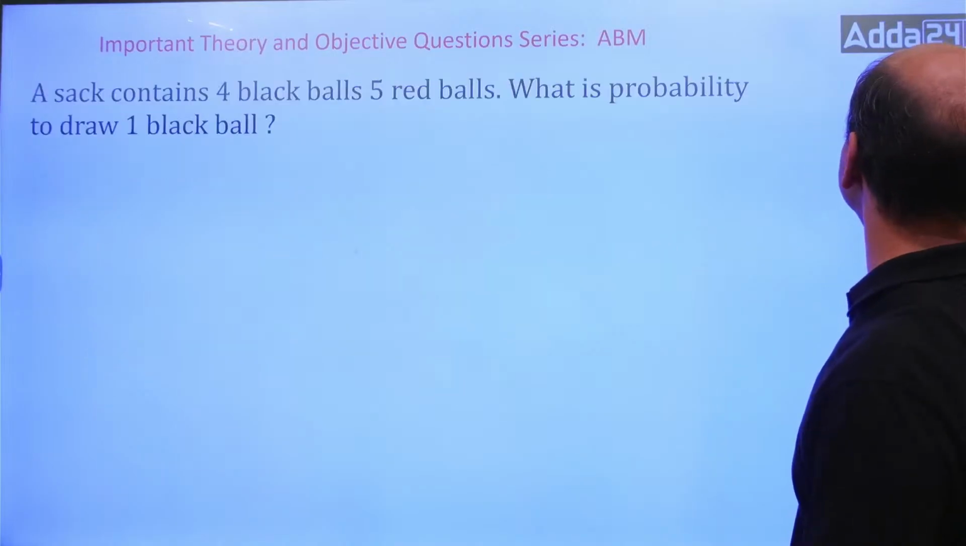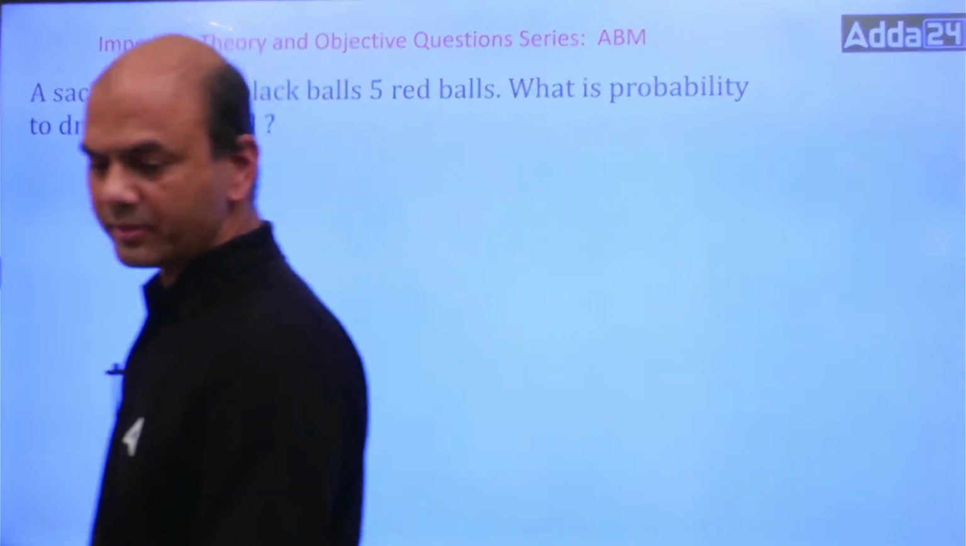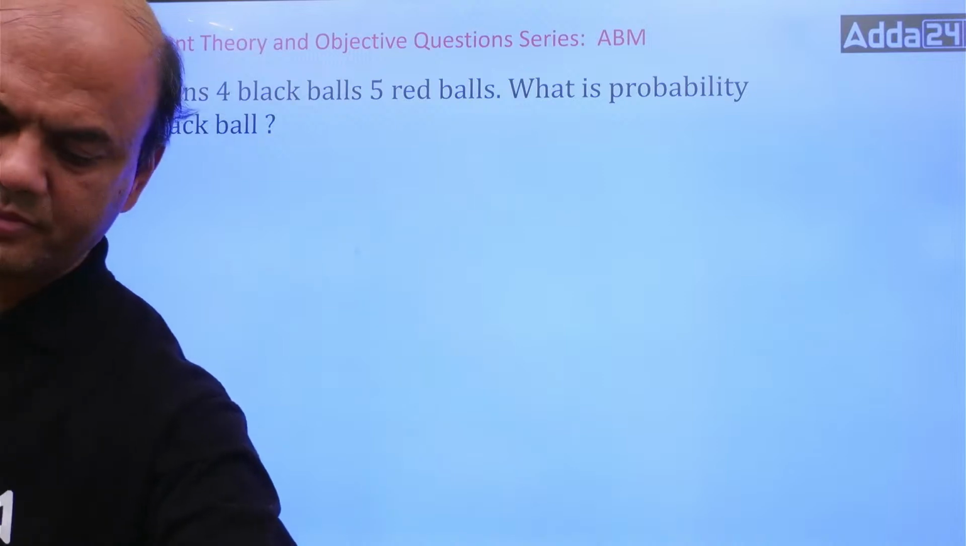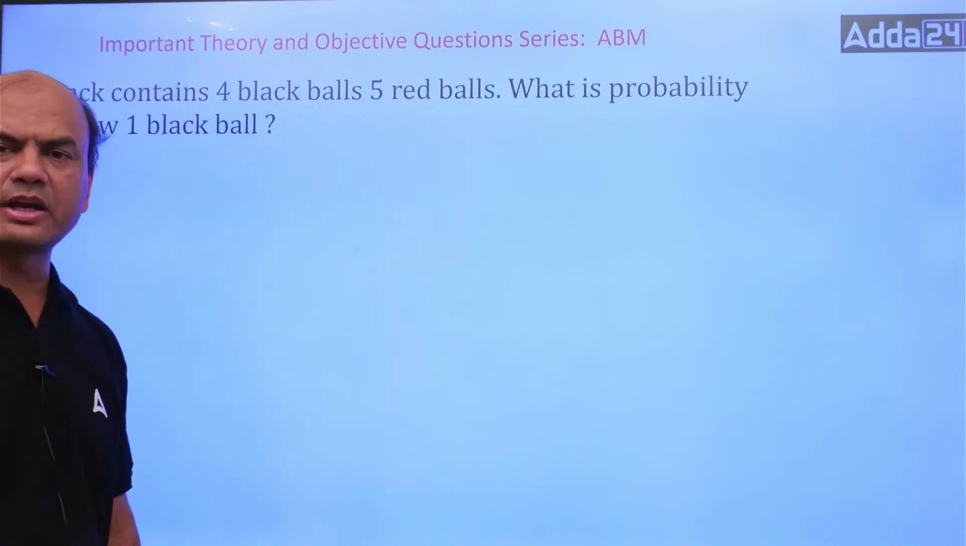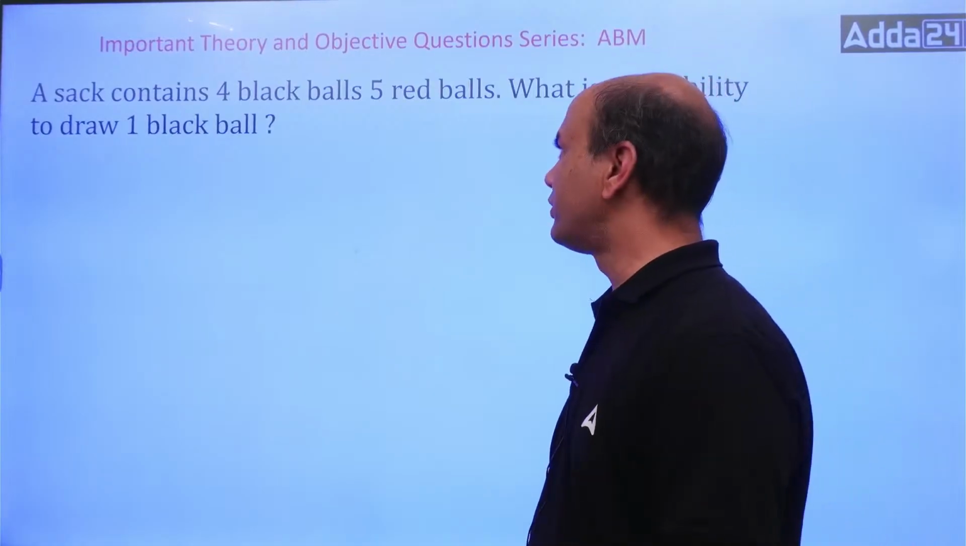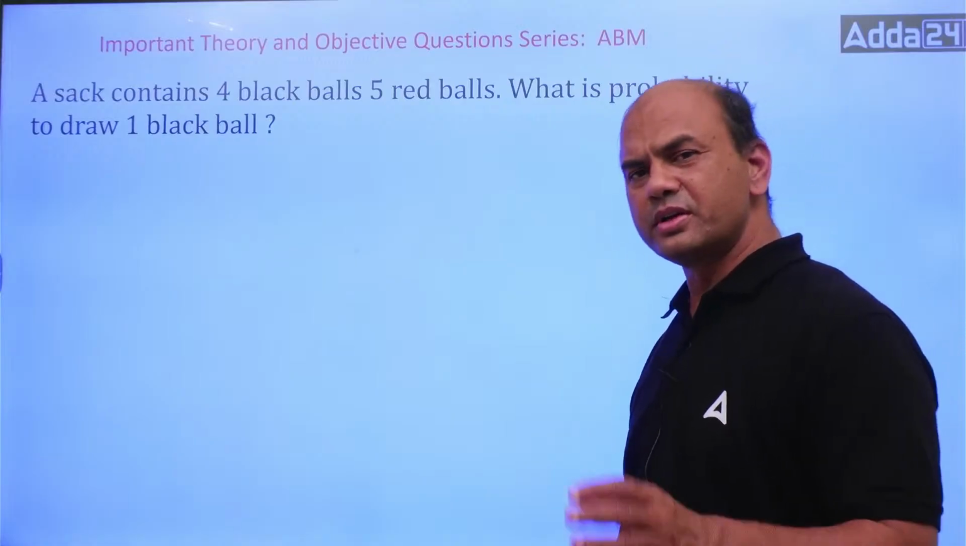Next, a sack contains 4 black balls and 5 red balls. What is the probability to draw 1 black ball? Now this you can solve. You try it yourself, everyone. Here, it is very similar to the earlier problem. 4 black and 5 red, right? Now you answer me one by one.